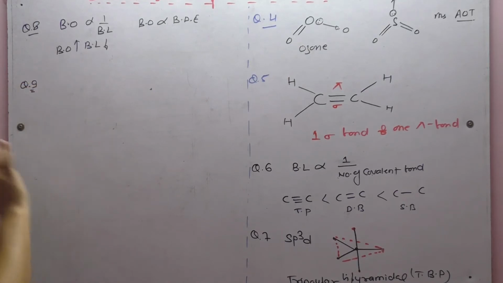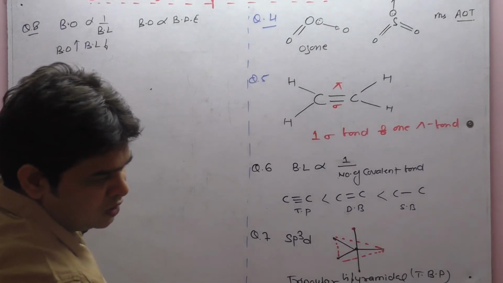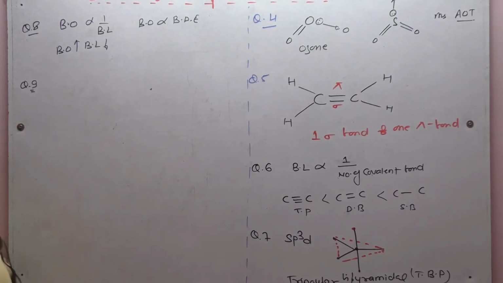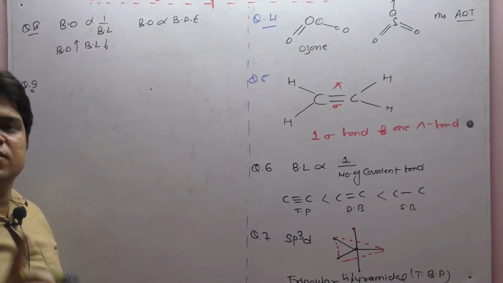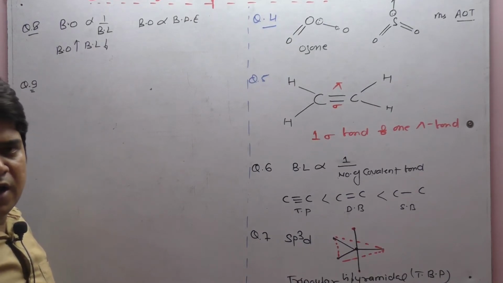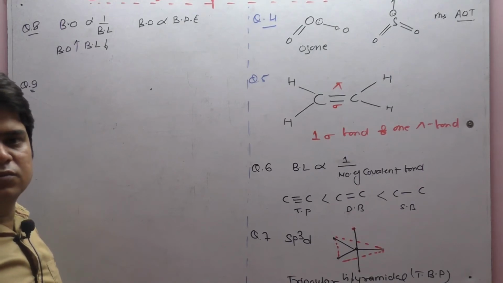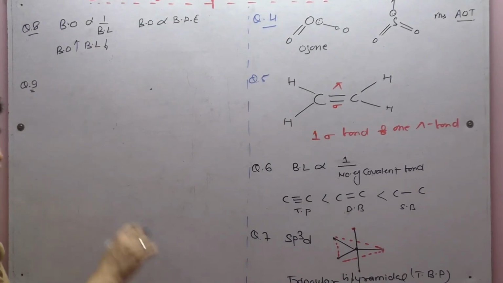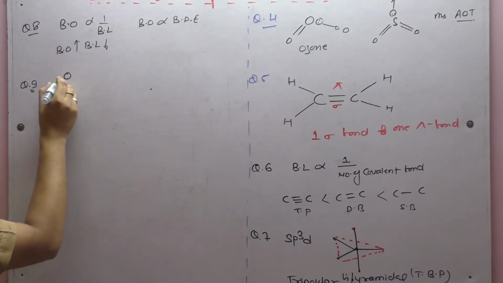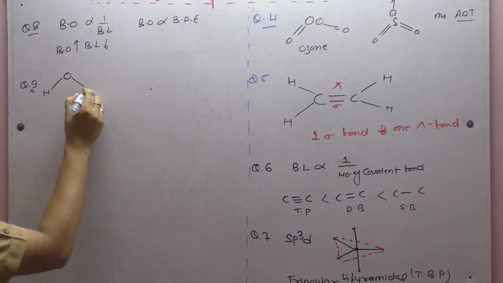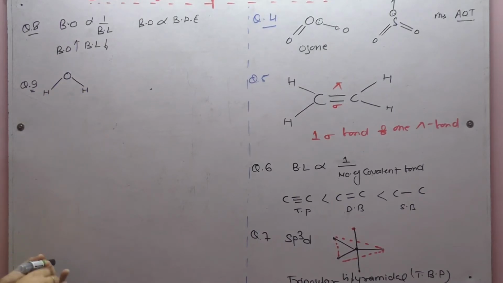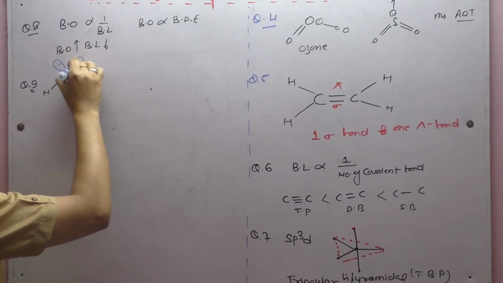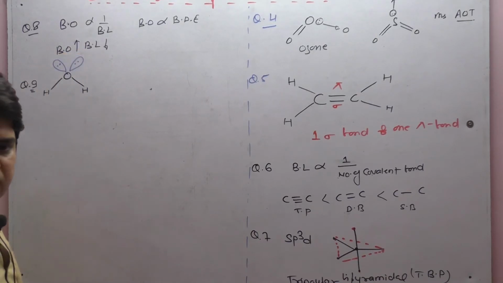Question number 9. In question number 9, least bond angle. Whenever we are going to find out the bond angle, first we have to find out the hybridization, and after that we have to draw the structure, and after that we can compare. In the case of the H2O molecule, it has two bond pairs and two lone pairs.